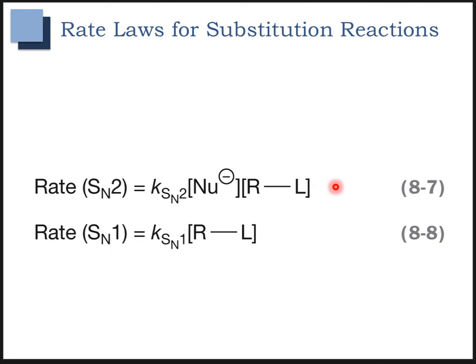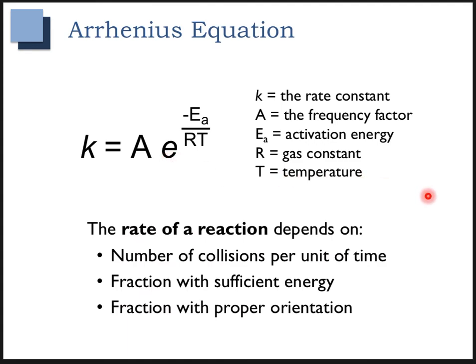Okay, so now let's talk a little bit about what this K factor is, because this is a constant for the particular reactions, but it's dependent on various things. In order to figure out what K is, you have to go back to the Arrhenius equation. K here is our rate constant for the reaction. A is a frequency factor, which is another constant. And this is e to the power of, where Ea is the activation energy, R is the gas constant, and T is the temperature.